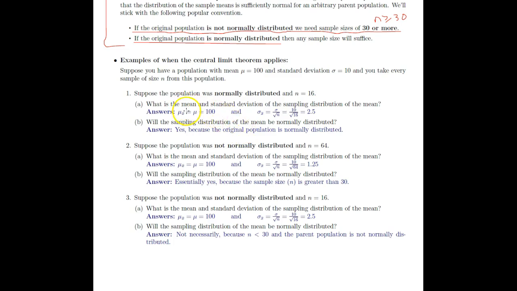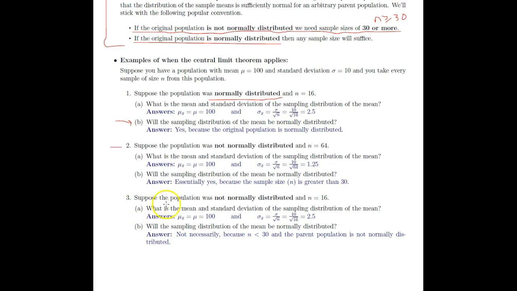Suppose the population was normally distributed. Right off the bat, that means you can use the central limit theorem. And when I say can you use it, I'm really answering this question: will the sampling distribution of the mean be normally distributed? Okay. What about the second one? Suppose the population was not normally distributed, and n equals 64. Well, if n equals 64, that means n is greater than or equal to 30. So yes, we can still use the normal distribution methods.